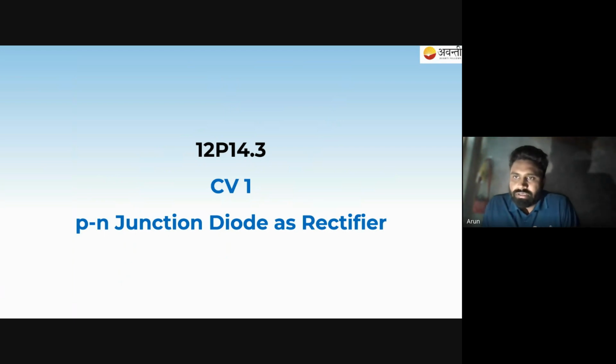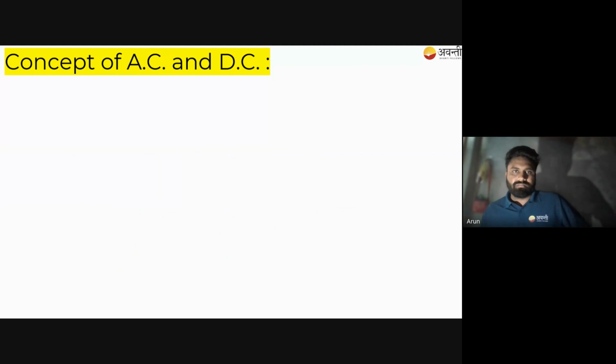So this is all about the recall part that we did previously. Now we are at the PN junction diode as rectifier. How is this PN junction diode acting as a rectifier, and what is a rectifier? Firstly, we need to understand this term. Before that, I want to introduce you to the concept of AC and DC. Many of you have an idea about what AC and DC are. It is alternating current and direct current. And the rectifier is a kind of device which is used to convert AC into DC.